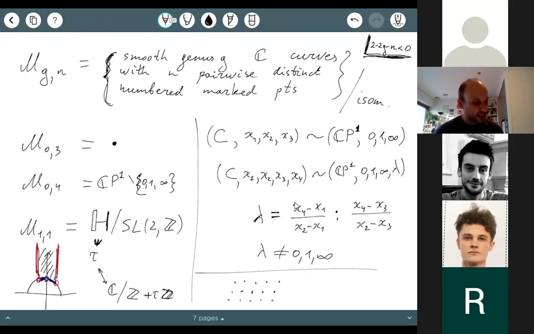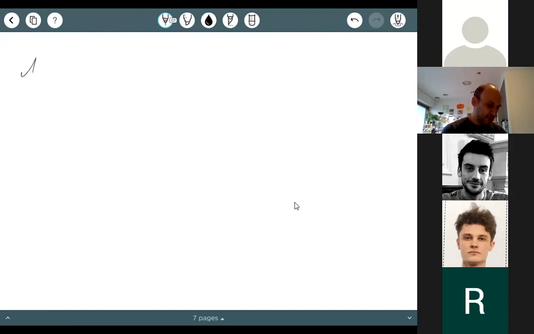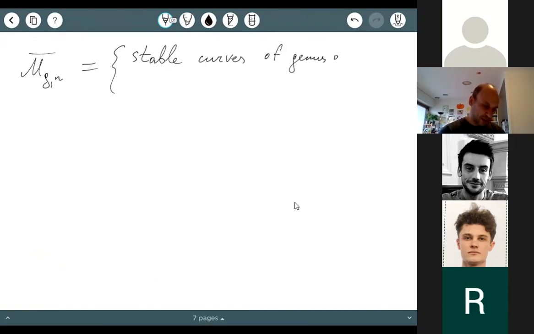So M03 is compact, but M04 is not, M11 is not, and we would like to compactify them. It is always easier to do intersection theory on compact varieties. So MGN bar is the moduli space of stable curves of genus G with n marked points.